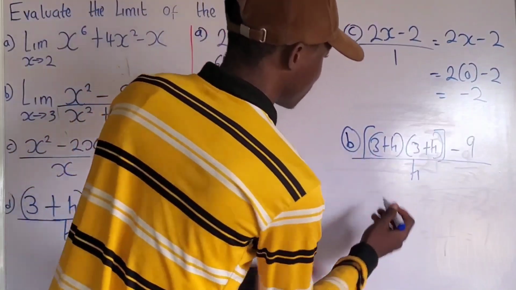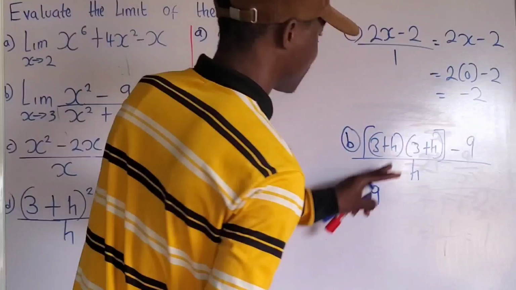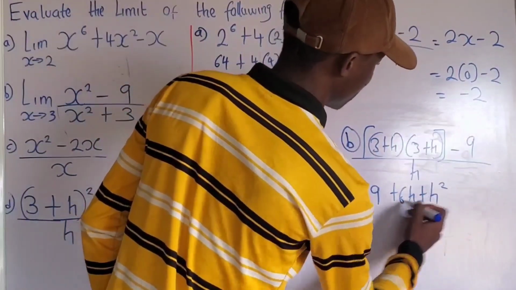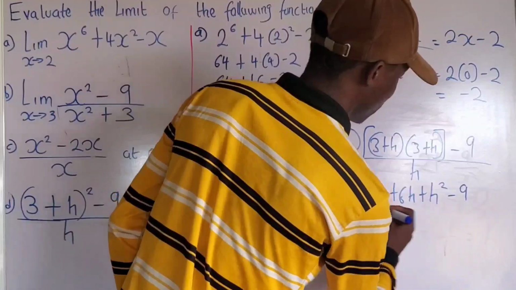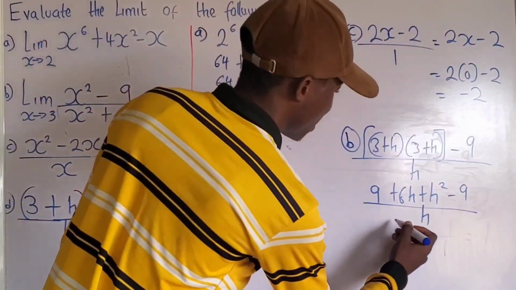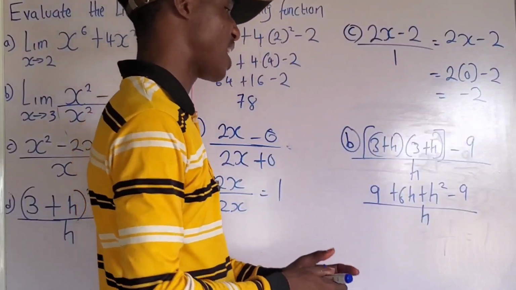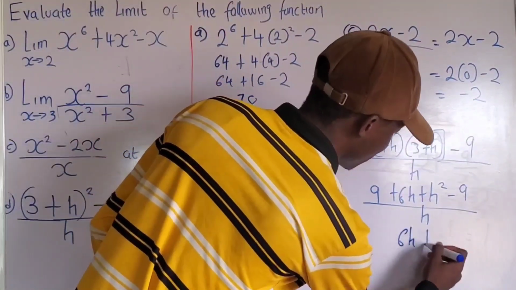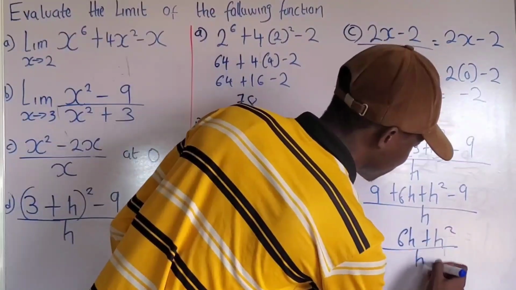So for this, I'm going to have 3 times 3 is 9. 9 plus 6h plus h squared minus 9, all over h. Okay, you can still simplify further. Now this negative 9 here, we eliminate the positive 9. So for this, I'm going to have 6h plus h squared all over h.